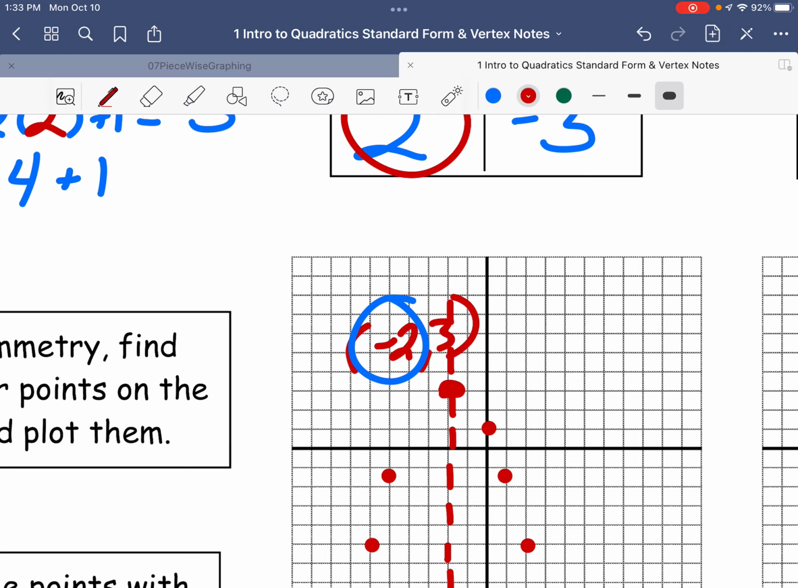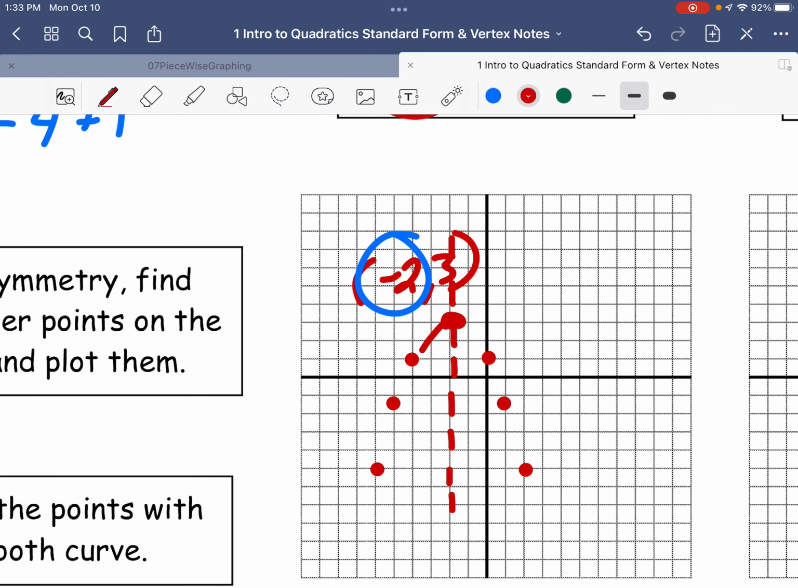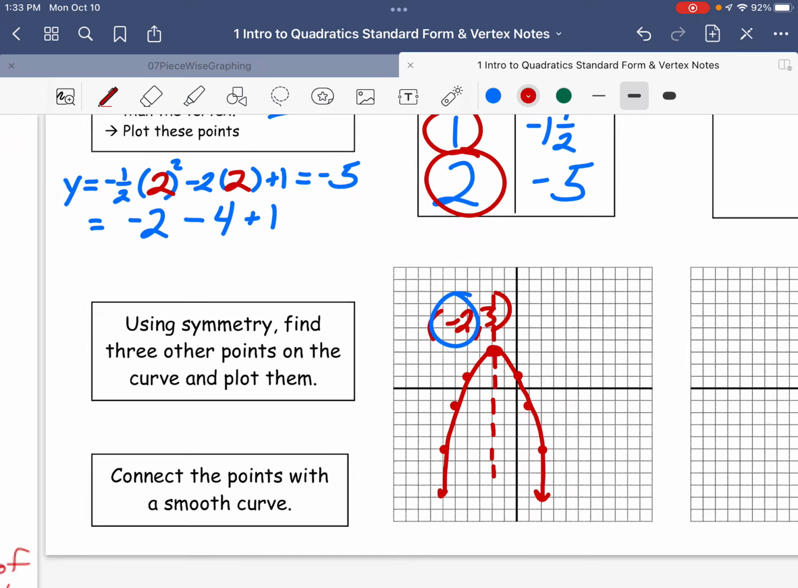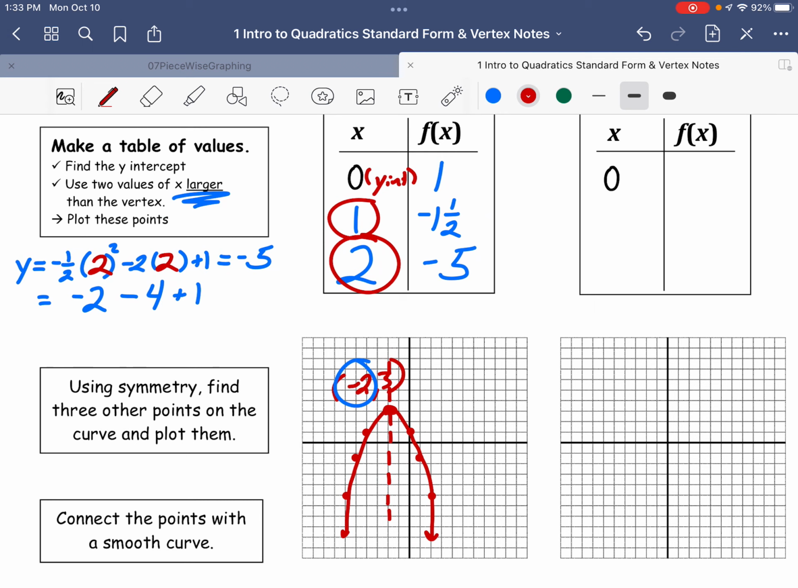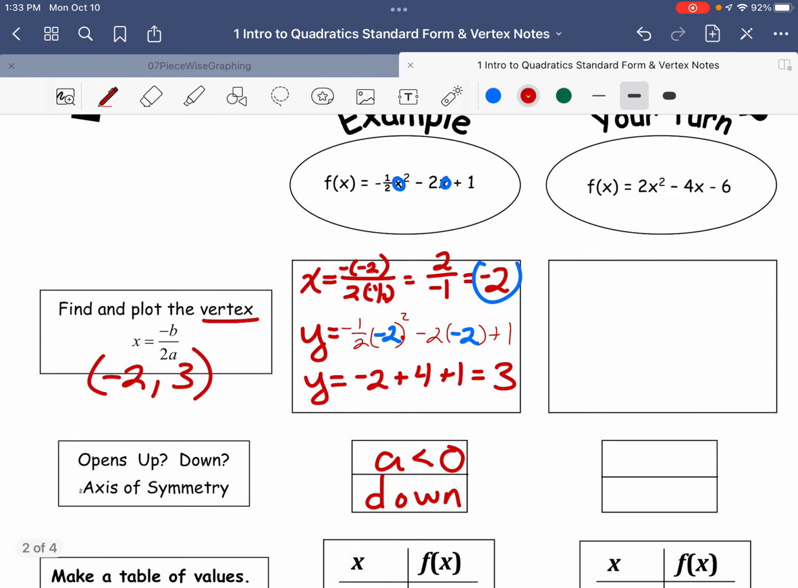This one point doesn't feel quite so balanced. It's just slightly over, so I'm going to put that where it's supposed to be. There we go. And now I'm ready to, again, draw my parabola. Now, not surprisingly, the parabola is opening down, as we already discussed. The a value was negative. It was less than 0. And so we have a nice graph.